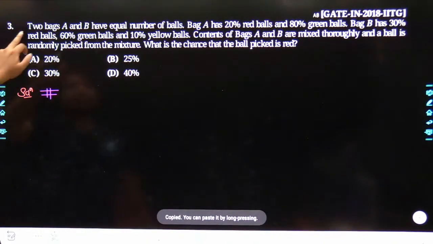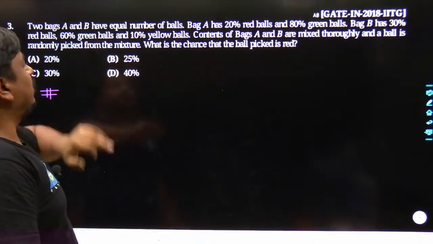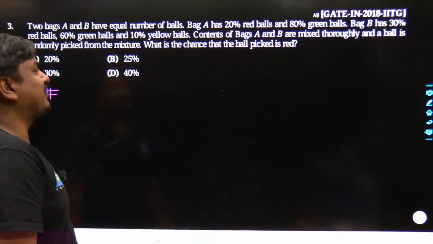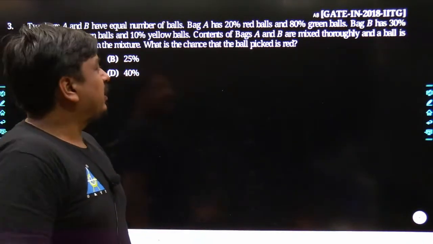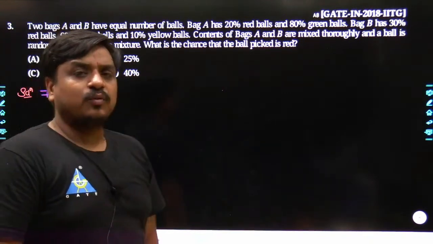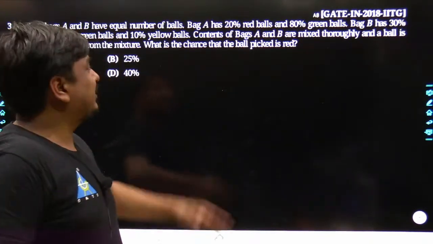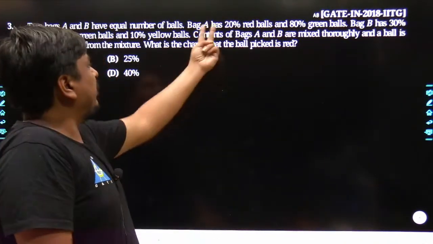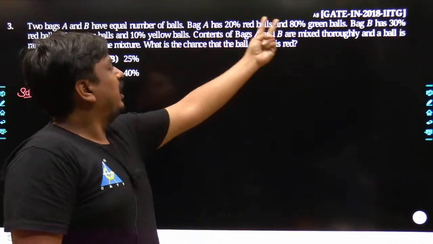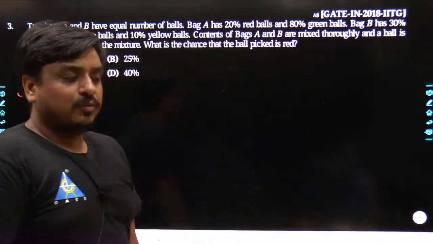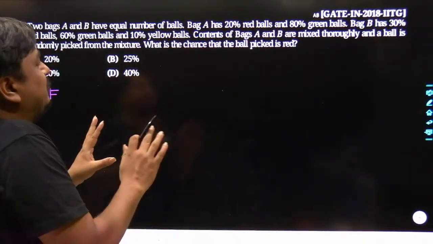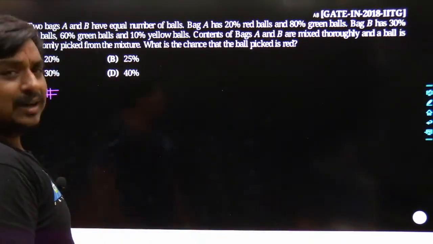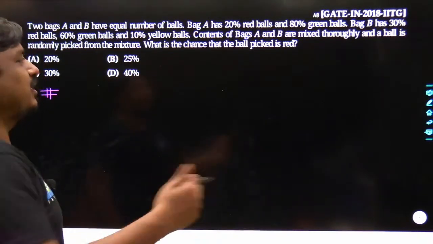What the problem states: the two bags A and B had an equal number of balls. Let's take that bag A had 100 balls and bag B also had 100 balls. Now many students would ask, sir, why are you taking 100 balls as the reference? Because the data is given in percentage. If I say 100 balls, 20% indicates 20 balls, 80% indicates 80 balls. So whenever a problem is given in the form of percentages, it is always better to convert the number of items into 100.